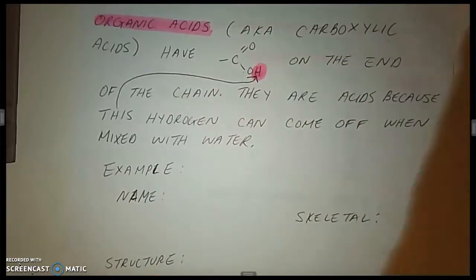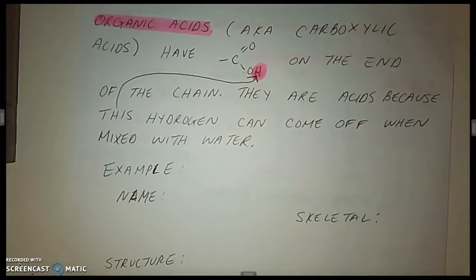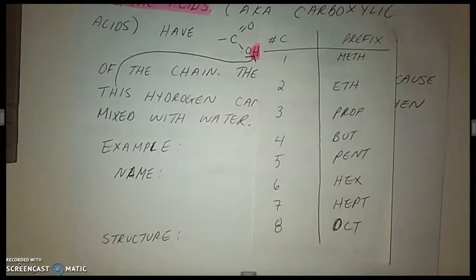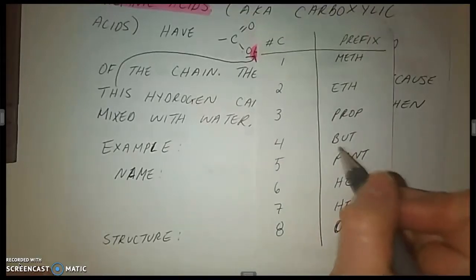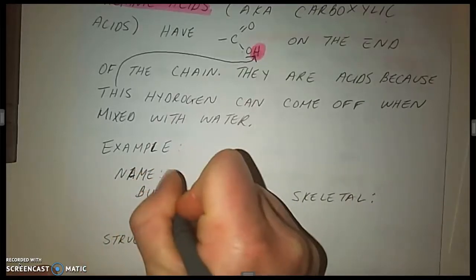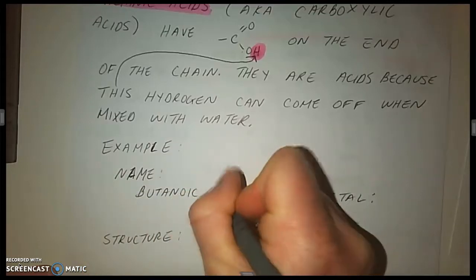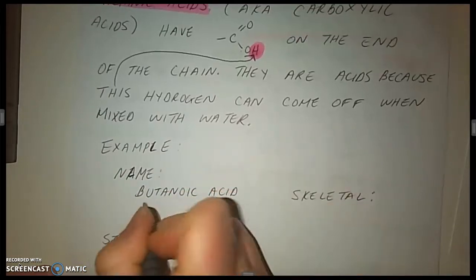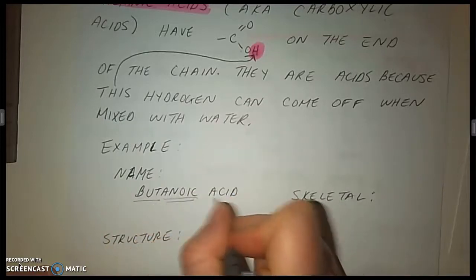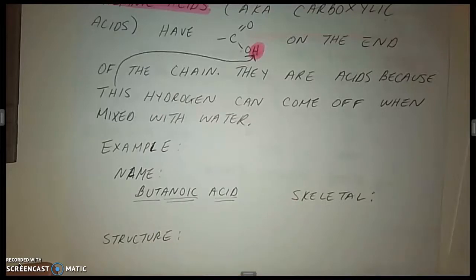I would say drawing these is a little bit trickier than naming them because they only have one part to the chain, so they're pretty straightforward to name. I just have to pick a prefix if I want to make one up. Let's see, I haven't dealt with butane or bute yet today, so let's make butanoic acid. So you've got your prefix, and then you end it in anoic, and then you add the word acid to the end. That's the name of an organic acid.